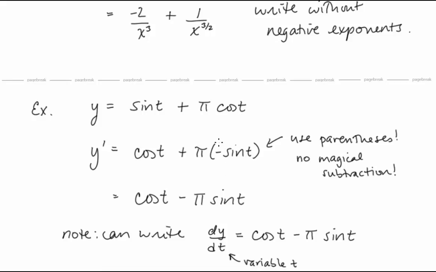Make sure you're using parentheses here. I can't tell you how many times I've seen students not put parentheses and then magically this becomes subtraction. Pi minus sine t. I don't want to see any magical subtraction, so don't forget to use your parentheses. This is cosine t minus pi sine t. And that's our y prime. And just keep in mind the notation here, we have t as our variable instead of x. So instead of dy dx, we could write this as dy dt is equal to cosine t minus pi sine t.